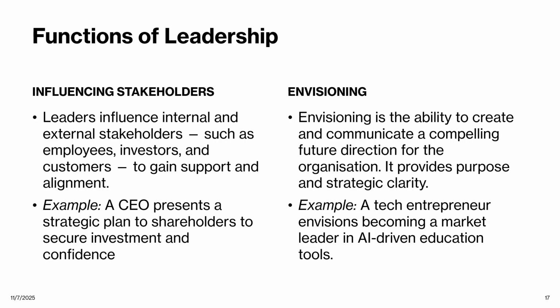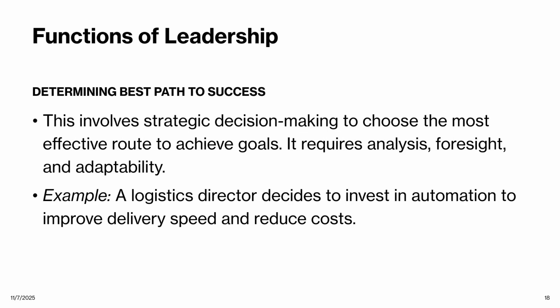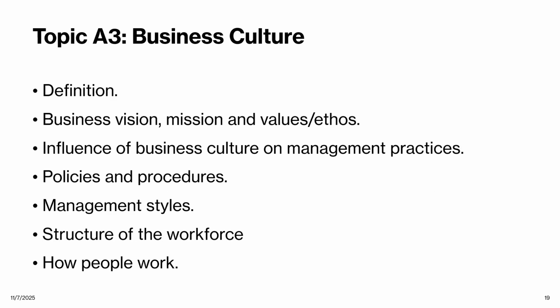Influencing stakeholders. This is when leaders influence internal and external stakeholders, such as employees, investors, and customers, to gain support and alignment. Envisioning is the ability to create and communicate a compelling future direction for the organisation. This provides purpose and strategic clarity. And lastly, determining the best path to success. This involves strategic decision making to choose the most effective route to achieve organisational goals. This requires analysis, foresight, and adaptability.